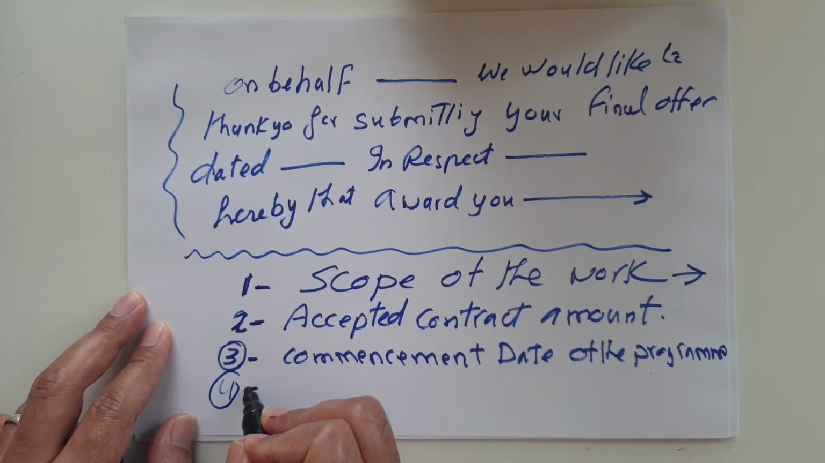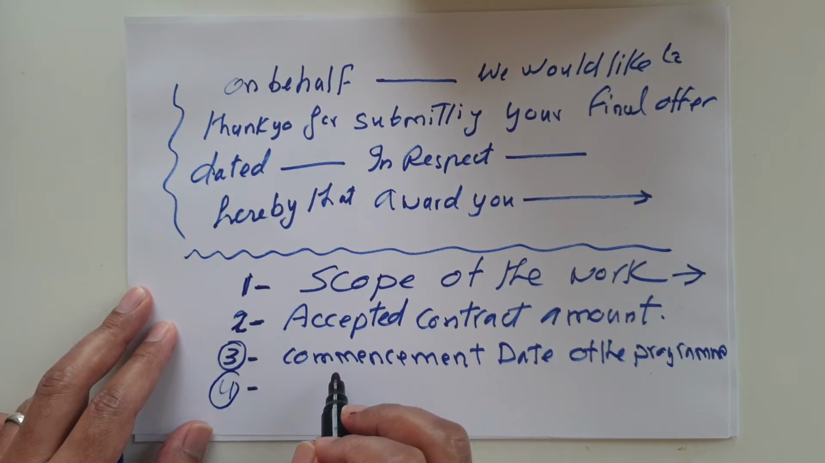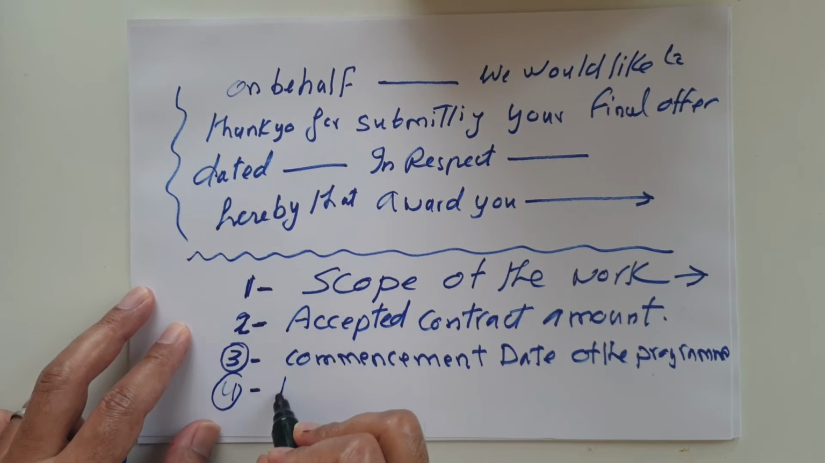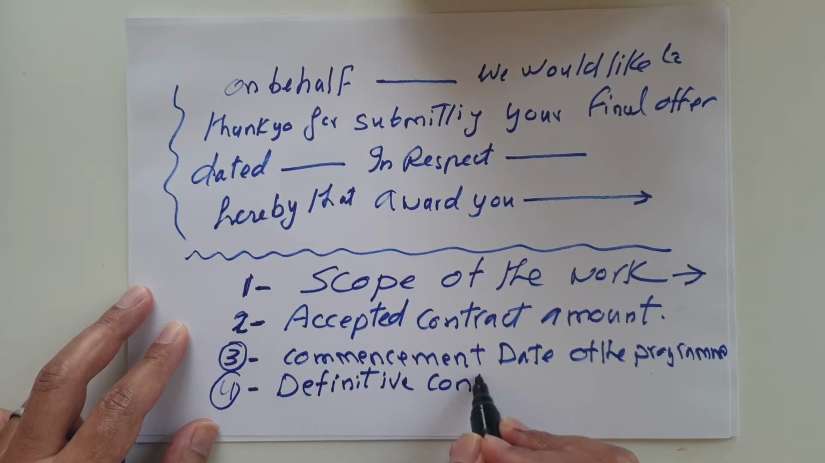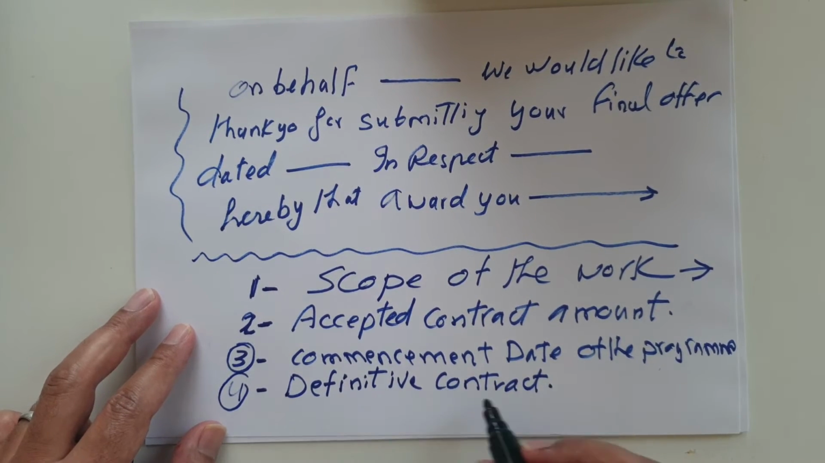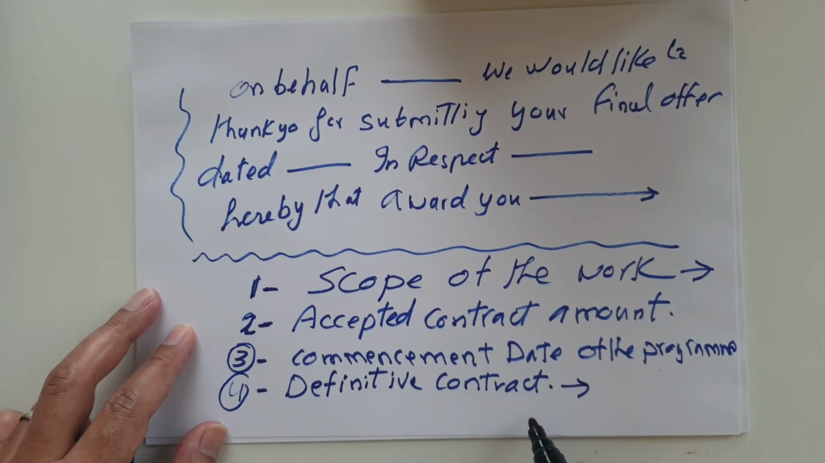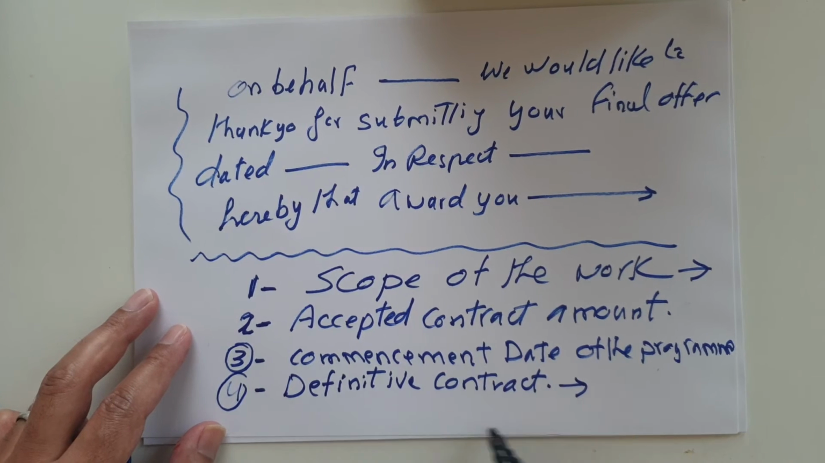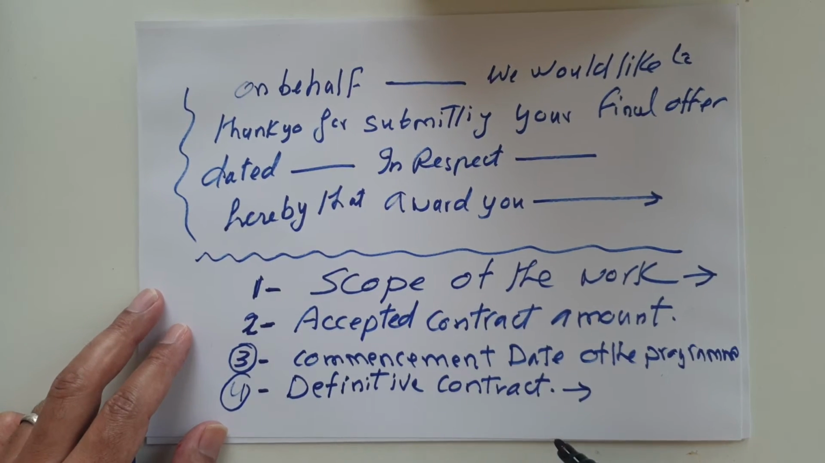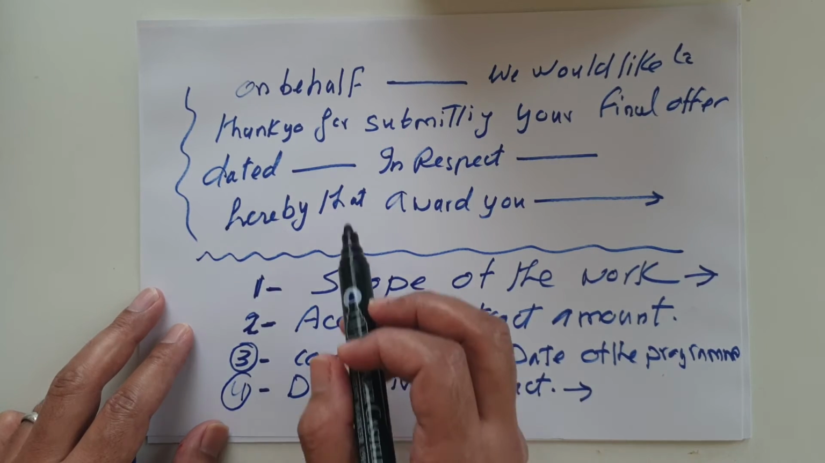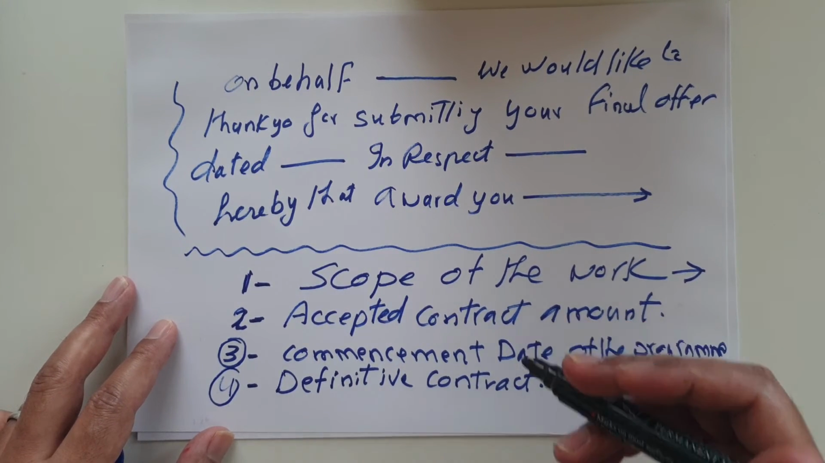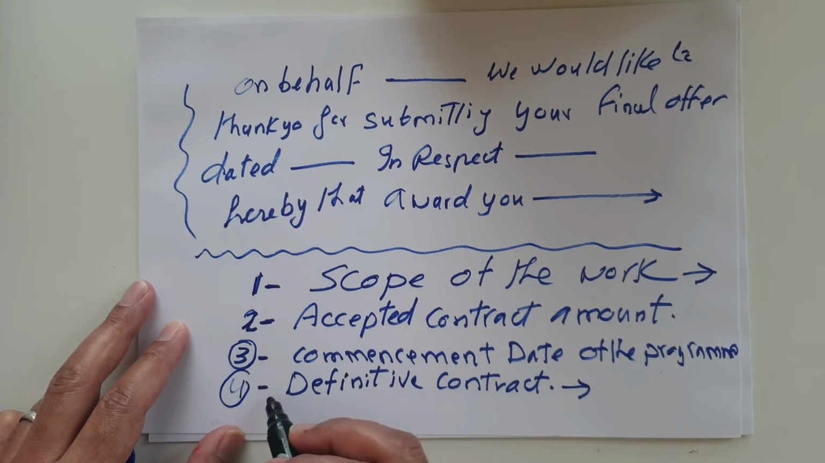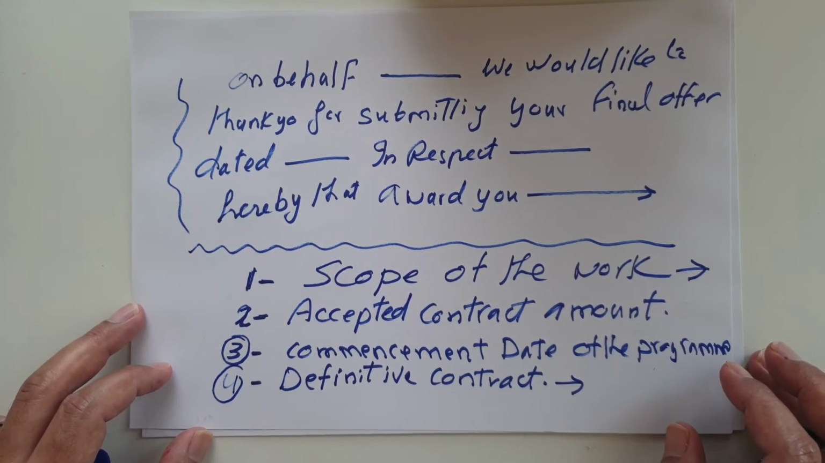Number 4, it should be the definitive contract. In this one, we'll talk about the sequence for finalizing the contract agreement between the two parties, which includes the letter of award and all the tender documents and all the details for the project. Usually, the scope of the work or letter of award will be valid for about 2 months, for example 60 days. Then the effective contract agreement between the two parties should be finalized within this duration.